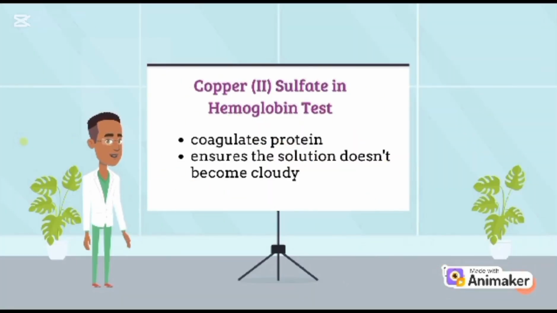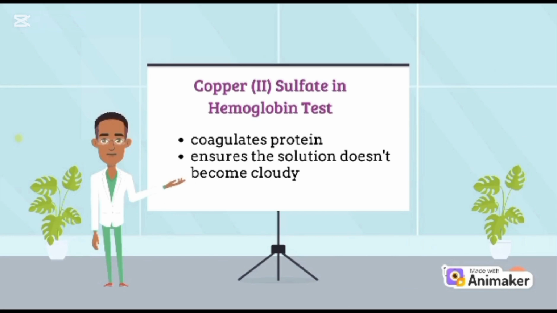Next, why is copper sulfate used in hemoglobin test? This is because copper sulfate coagulates a protein called serum albumin and forms a membrane around the blood drop. This membrane prevents the solution from becoming cloudy.